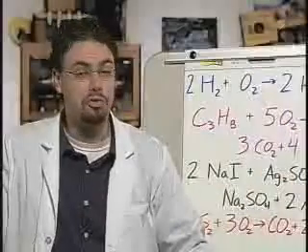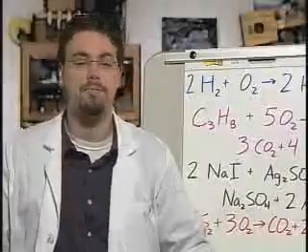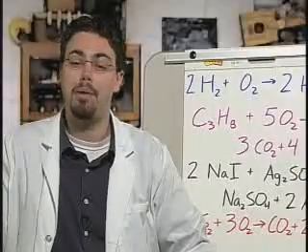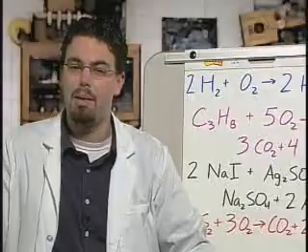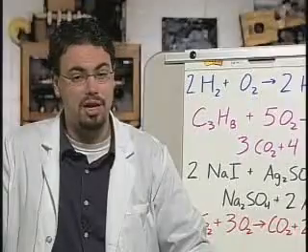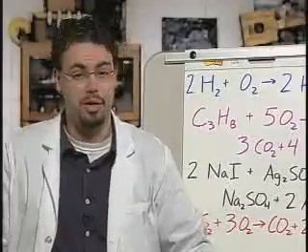In the example you just saw, the polyatomic nitrate ion was balanced as a single unit. This is always best when the polyatomic ion appears as both a reactant and a product. But sometimes a polyatomic ion doesn't appear on both the reactant and product side. So in that case, you obviously can't balance it as a single unit.